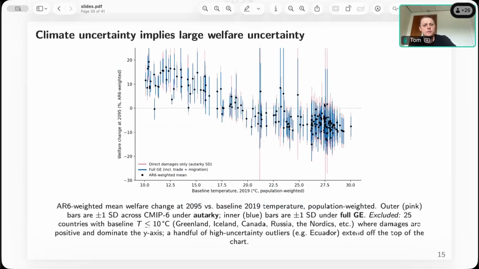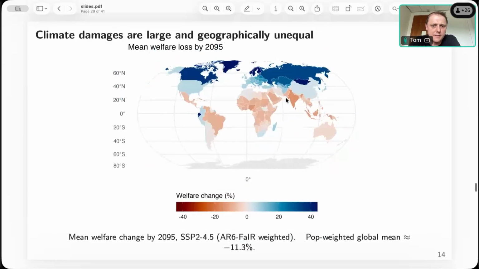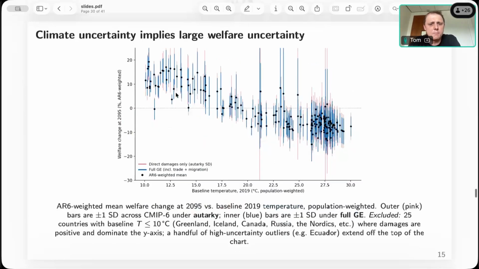And so here what I'm considering is just uncertainty associated with future temperature projections. And here I'm plotting for each country their expected damages from climate change, which are the values from this map. But I'm also plotting uncertainty bands across the distribution of possible climate futures in 2095 as well. And we can see there's really big uncertainty for a lot of these countries.